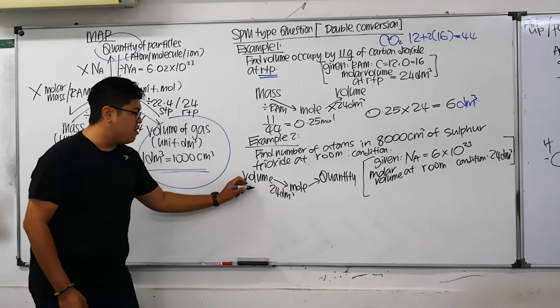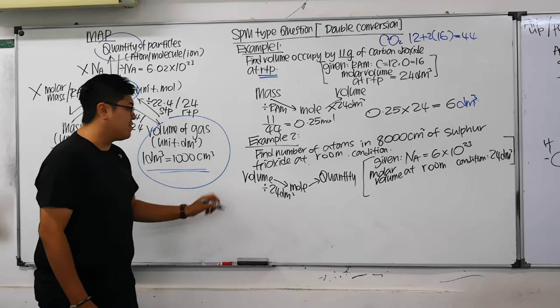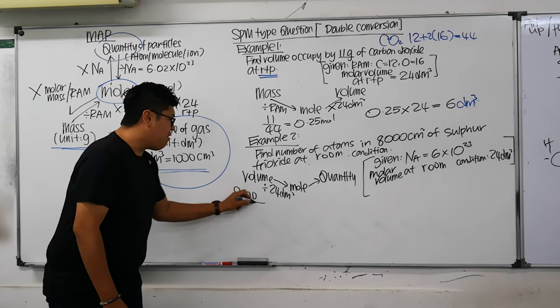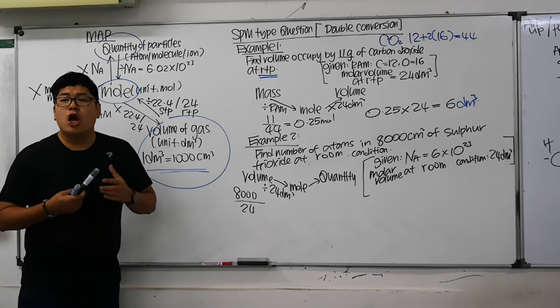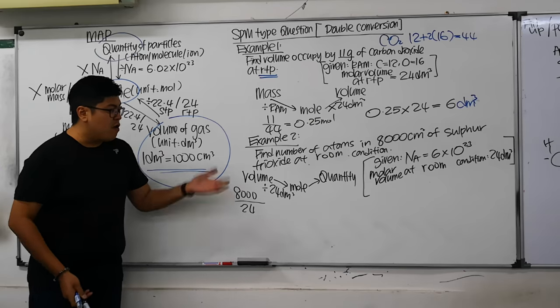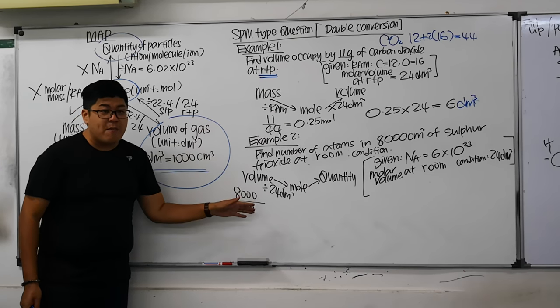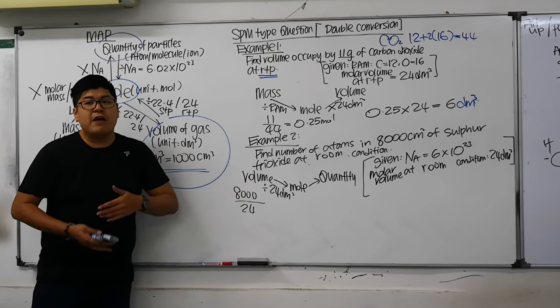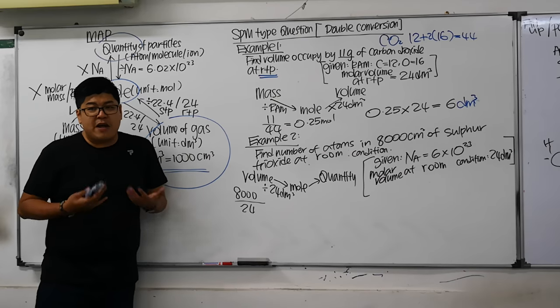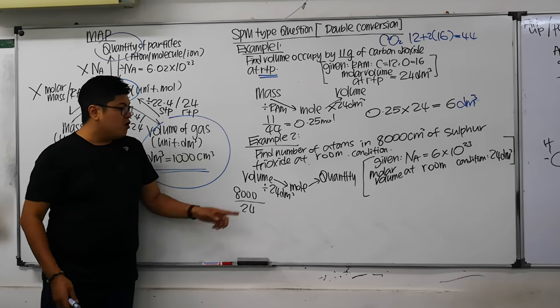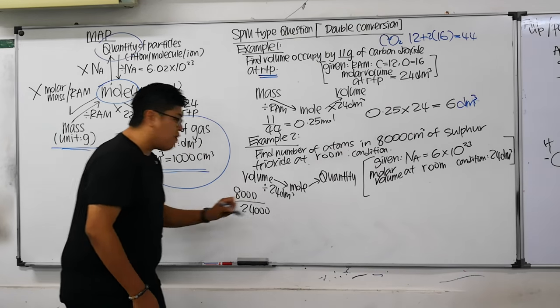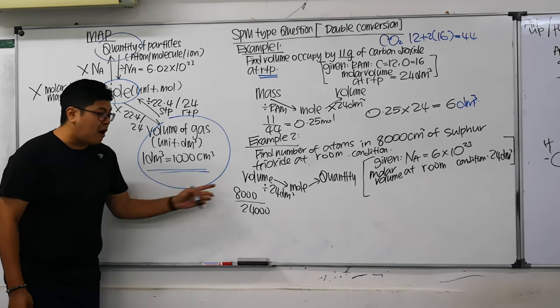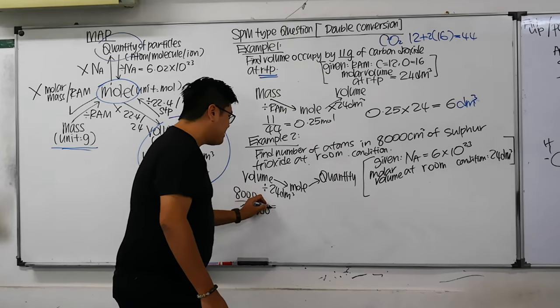Which operation gives mole? Divide. My volume was 8,000, divide by 24. Can we divide? Cannot, because of irregular units. The numerator was cm cubed, the denominator was dm cubed. Make everything the same. Let me make the denominator cm cubed. So dm cubed becomes cm cubed multiplied by 1,000, so I get 24,000. 8,000 divided by 24,000, my final answer is 1/3.